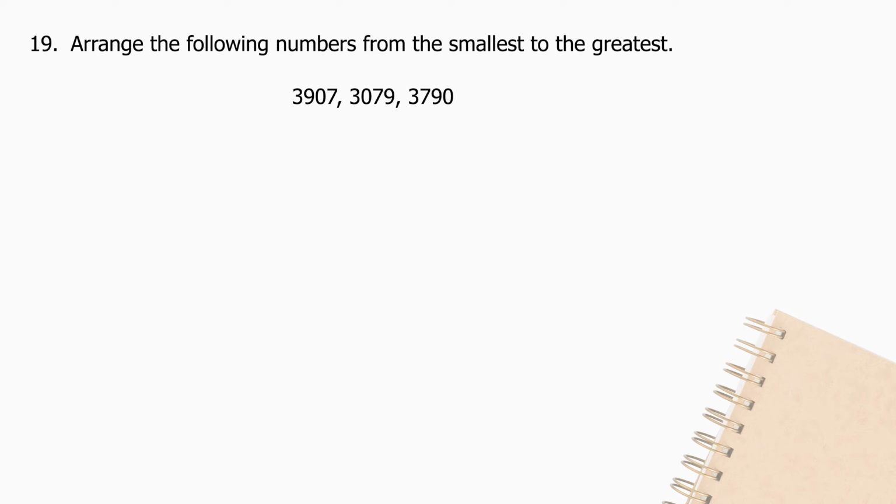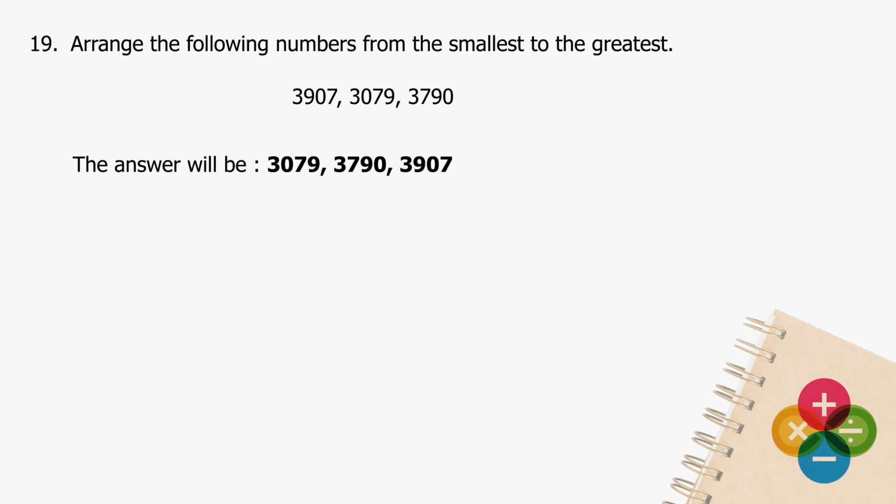Question 19. Arrange the following numbers from the smallest to the greatest: 3907, 3079, 3790. The answer will be, from the smallest, 3079, 3790, 3907.